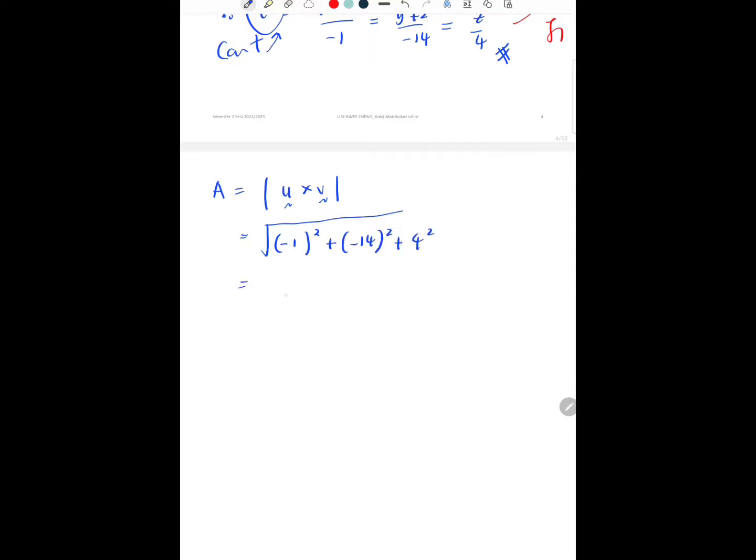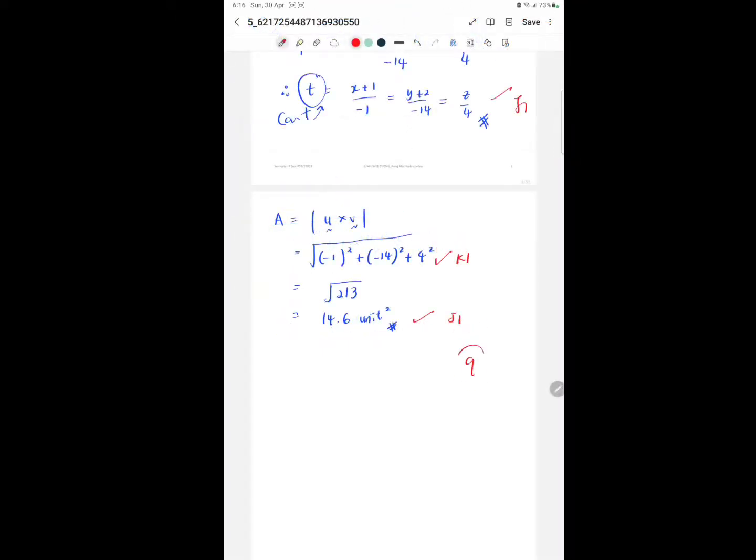So final answer dia square root 213, or you can leave your answer in decimal point 14.6. If you want to write the unit, so it will be unit square. Alright, so the marks will be given masa cari magnitude K1, jawapan akhir J1. Alright, total marks for question 1 is 9 marks.